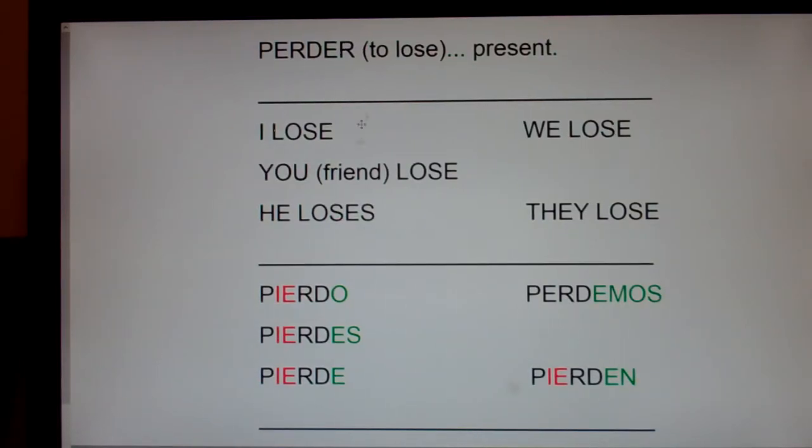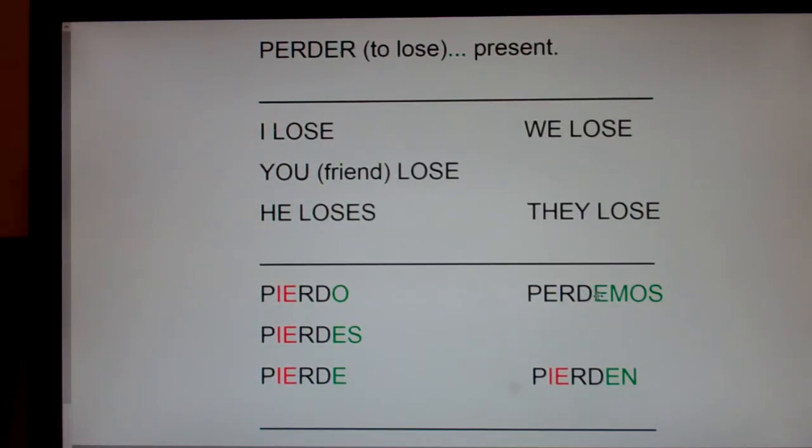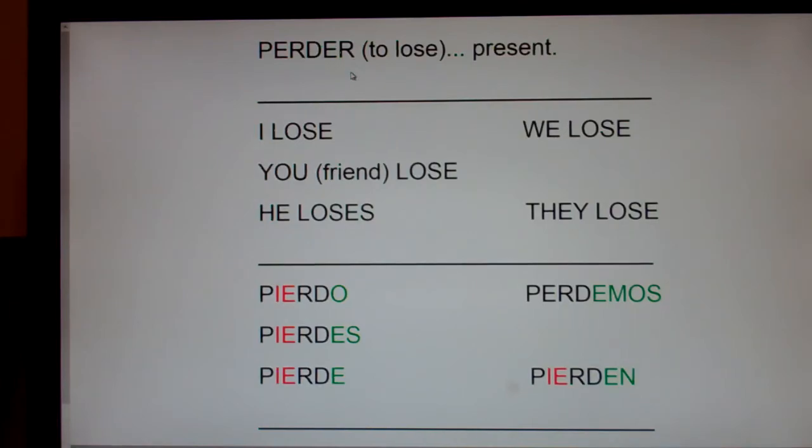Now, it's an ER verb, so you add O, ES, E, EMOS, no worries. And again, what's the only form of perder where the E does not turn into IE? The we form. Why doesn't the we form change, everybody? Because we keep our letter. Notice, if it's an IR verb, like pedir, the we form ends in IMOS. If it's an AR verb, like jugar, the we form ends in AMOS. But if it's an ER verb, like perder, the we form ends in EMOS.